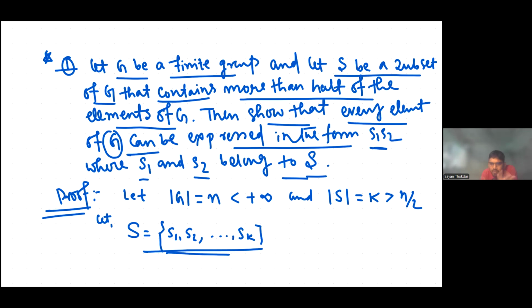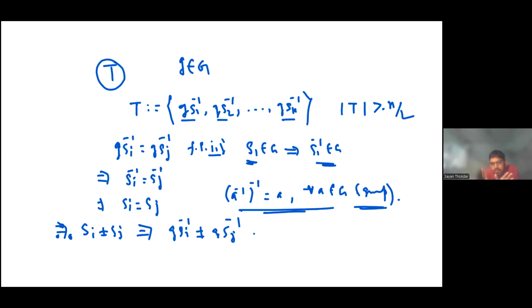What we have done? G is a group of finite order, so let it have order n. S is a subset with cardinality k. It takes more than n by 2 elements, not equal. Then we have shown that suppose it has finitely many elements S1, S2, ..., Sk. So we construct a new set. How do we construct it? We take an arbitrary element g belongs to G, and construct a new set.